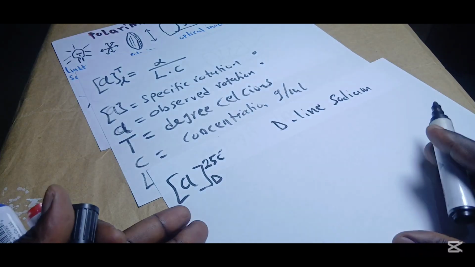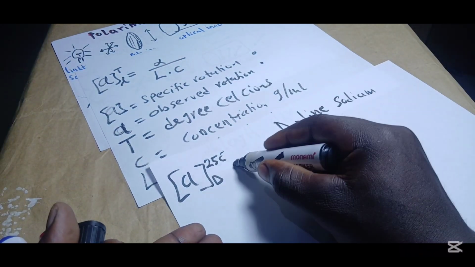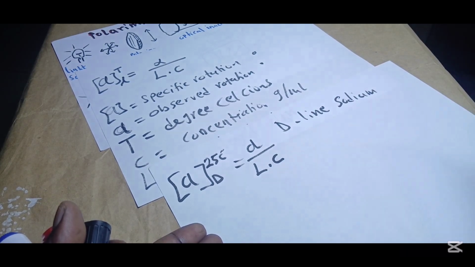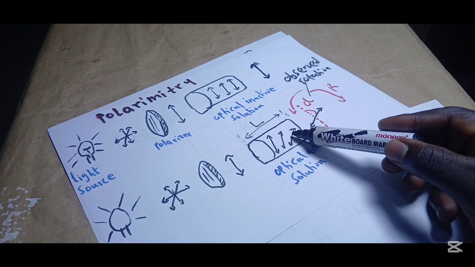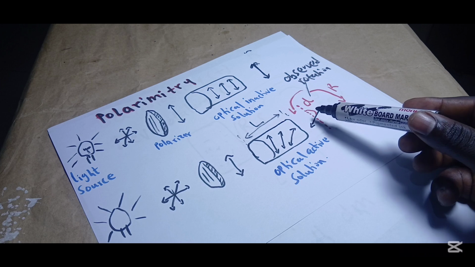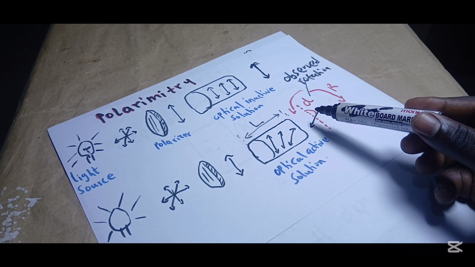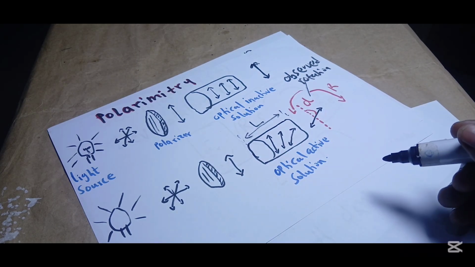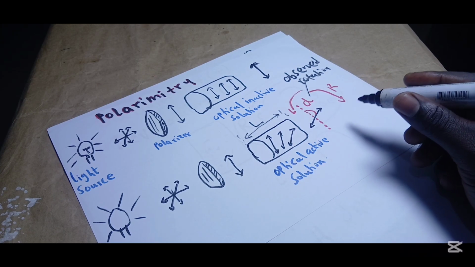That is our temperature. So this formula right here can just be written in simple form as the observed rotation over path length multiplied by concentration. One thing I need you to know is that if the polarized light passes through the solution and there is no rotation, that is not a guarantee that the solution is optically inactive. The solution might form a racemic mixture.